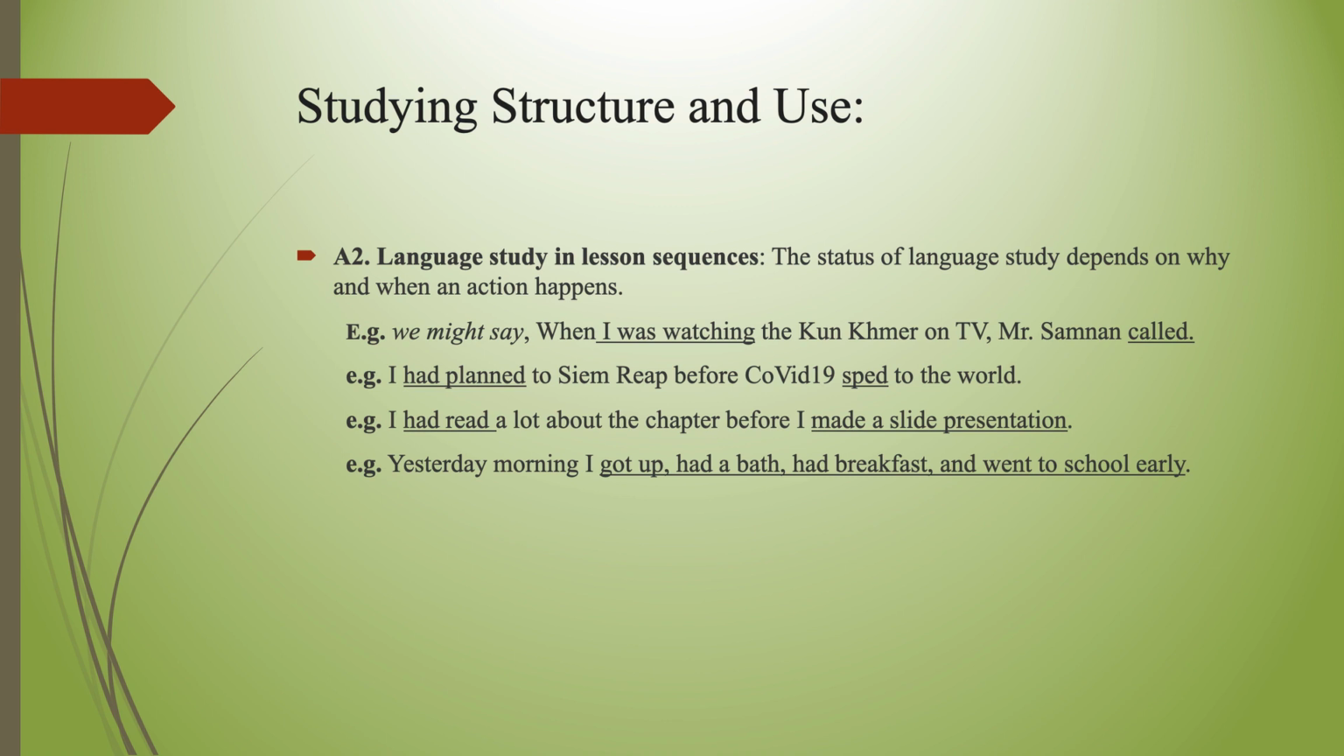Everyone please consider this sentence because it has only one form, past simple. Got up, had a bath, had breakfast, and went to school early. Let's decide which action happened first. So when we see this, the first one is the first choice, meaning the first one happened first. Yesterday morning I got up and then I had a bath and then I had breakfast and then I went to school early. Yeah. Move to the next slide.